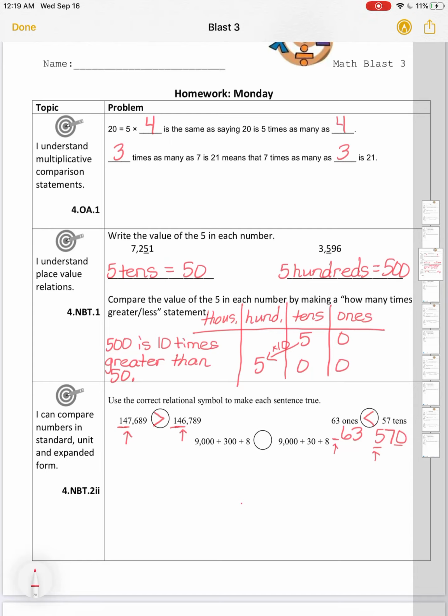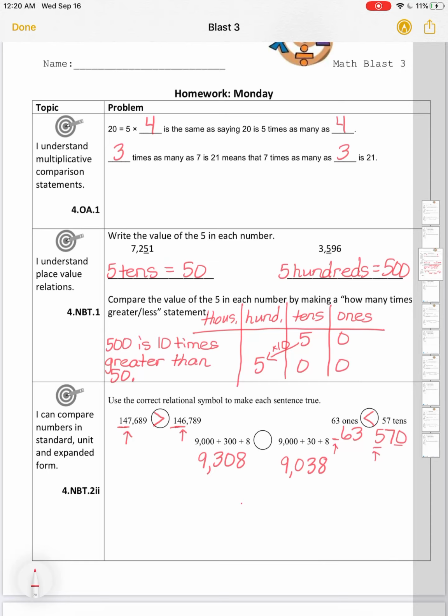The bottom one here is written in expanded form. We have 9,000 plus 300 plus 8. I'm going to rewrite that in standard form. 9,300, no tens, 8 ones. 9,000 plus 30 plus 8. That's 9,000, no hundreds, 3 tens, 8 ones.